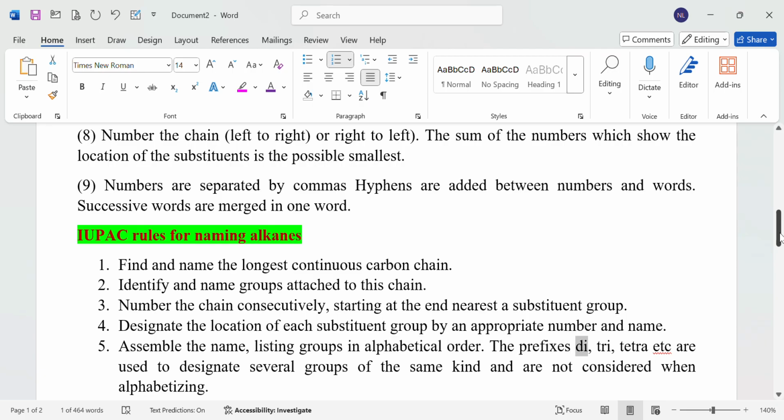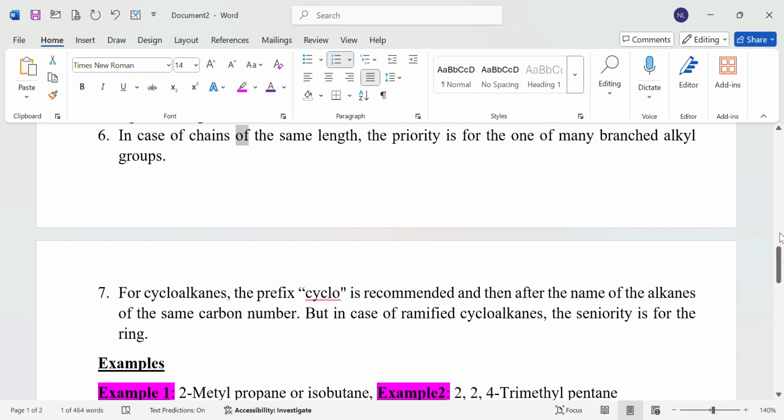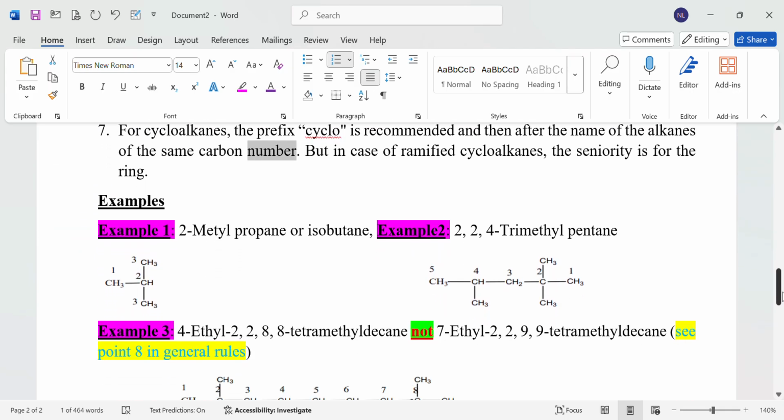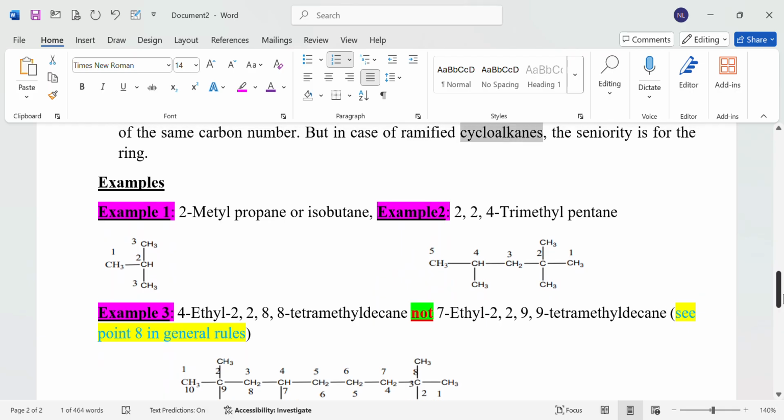The prefixes di, tri, tetra, etc. are used to designate several groups of the same kind and are not considered when alphabetizing. In case of chains of the same length, the priority is for the one with many branched alkyl groups. For cycloalkanes, the prefix cyclo is recommended and then after it the name of the alkane of the same carbon number. But in case of ramified cycloalkane, the seniority is for the ring.